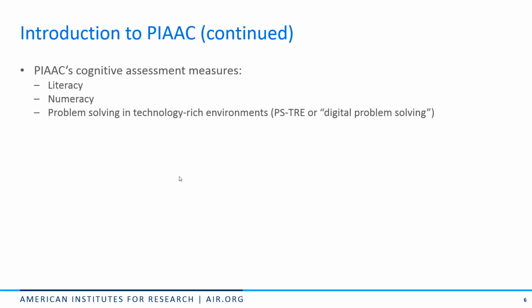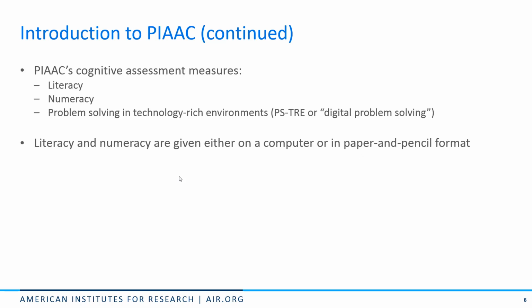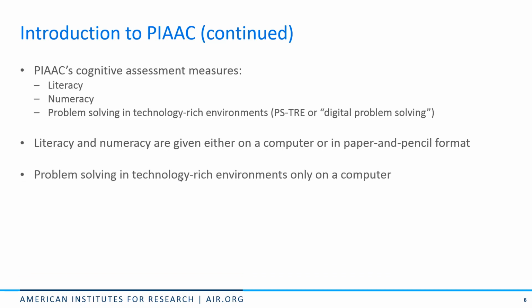The PIAAC direct assessment includes 3 cognitive domains: literacy, numeracy, and problem-solving in technology-rich environments, or PSTRE, often referred to as digital problem-solving. Literacy and numeracy are assessed either on a computer or in a paper and pencil format, while only those who took the assessment on the computer were assessed in digital problem-solving.